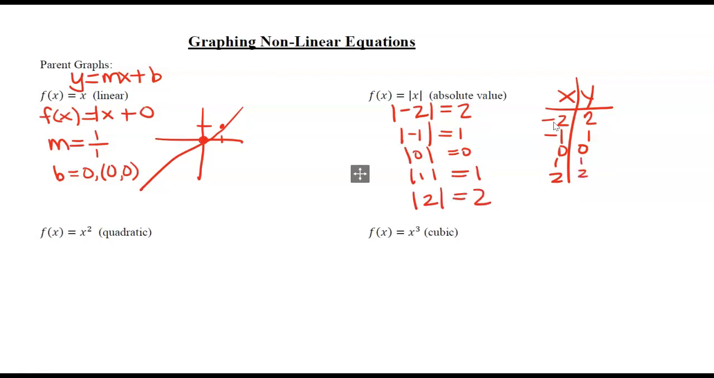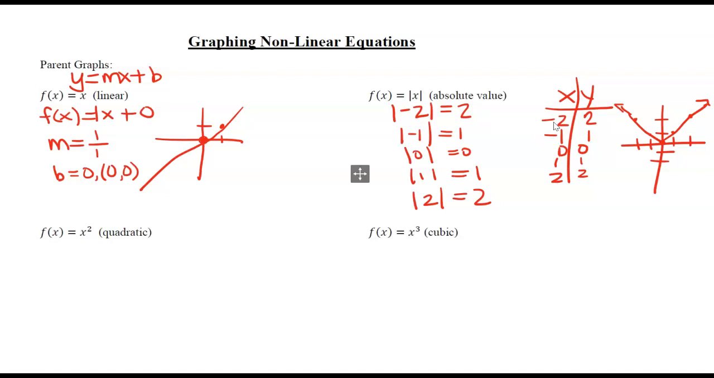So we can see it looks like it's symmetrical, right? We have numbers repeating. Okay, so at -2, we're at 2, -1, 1, 0, 0, 1, 1, 2, 2. I think I said the negative in the wrong spot, but there we go. So that's what the parent function, so basically the basic absolute value graph, looks like.